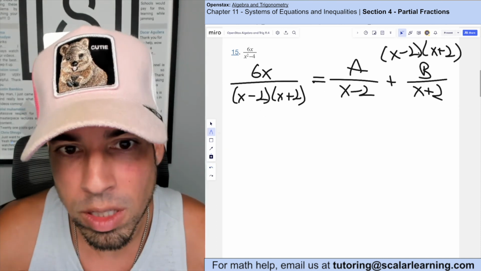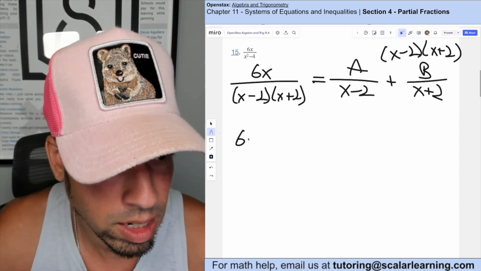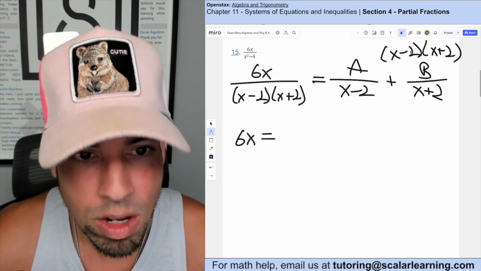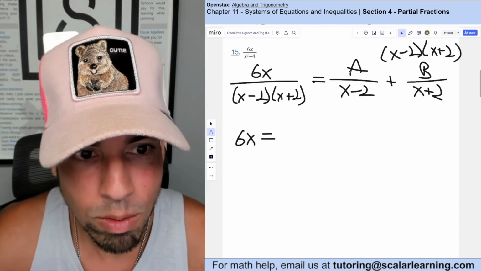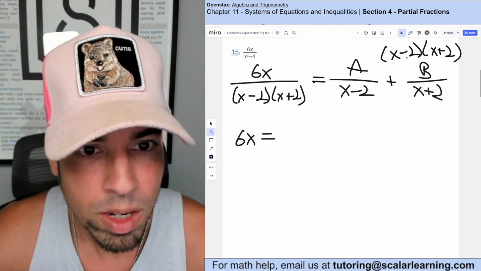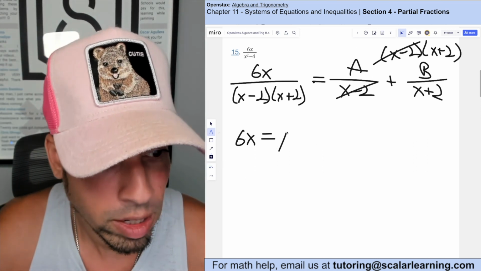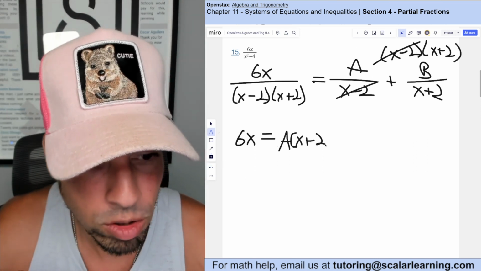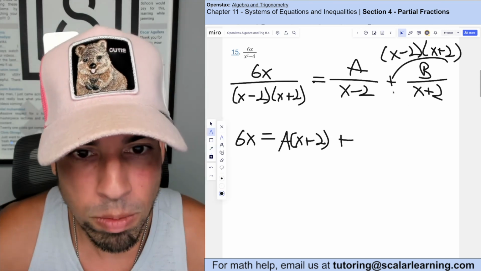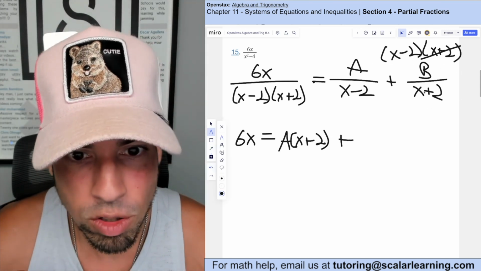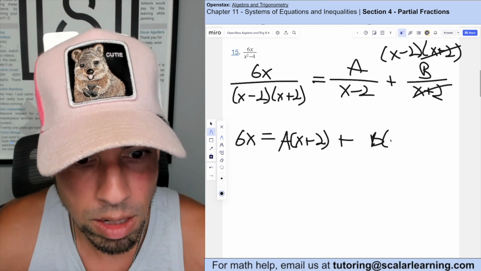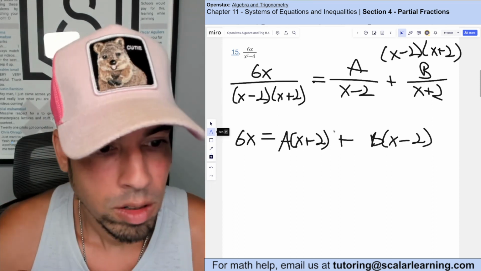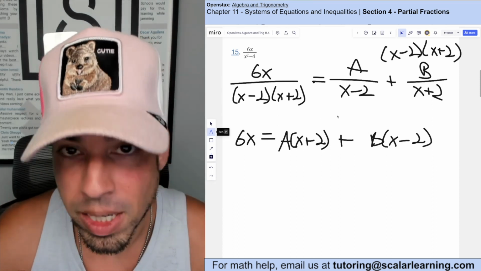And the cool thing is when I multiply the left side by that, it's going to cancel out the denominator. We're left with 6x. When I multiply the right side first against this term, these are going to cancel out. So I get a times x plus 2. And then when I multiply this term, these are going to cancel out, and I get b times x minus 2. Now I'm going to choose values of x that are going to make it easy to solve for a and b.